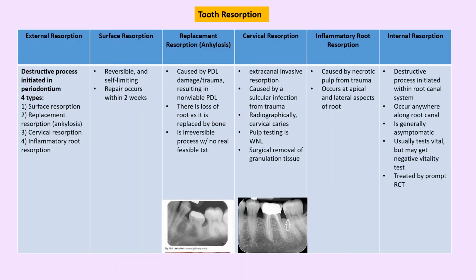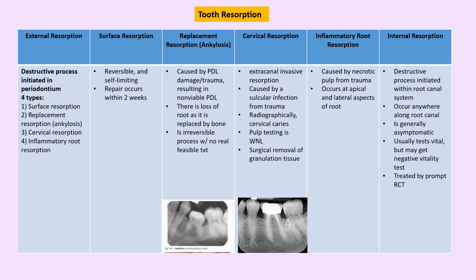Now we can see here the external surface replacement resorption, and there are different types of external resorptions we have. Surface resorption is the mildest kind, and then there is ankylosis, when the tooth is directly fused with the bone. There is no cementum, no PDL. We can see the tooth has a metallic sound on percussion. It is a submerged tooth.